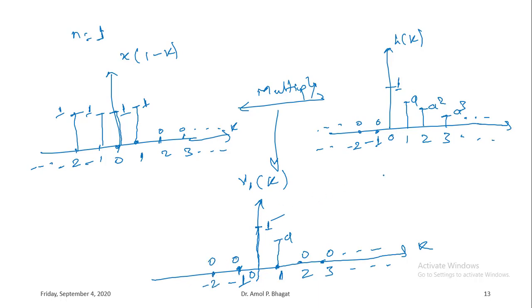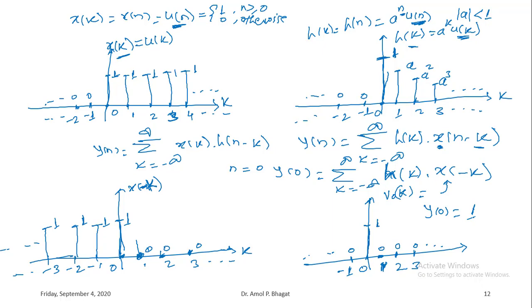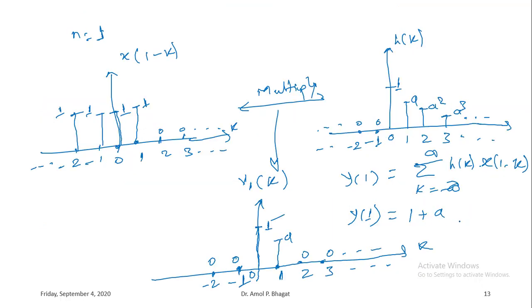And when you sum these values, y of 1 will be summation k from minus infinity to infinity, right? So what you are doing is h of k multiplied by x of 1 minus k. So if you sum these values, it will be 1 plus a. Okay, so 1 plus a plus 0 plus 0, so it will be 1 plus a. So y of 1 is 1 plus a. Y of 0 was 1, y of 1 is 1 plus a.